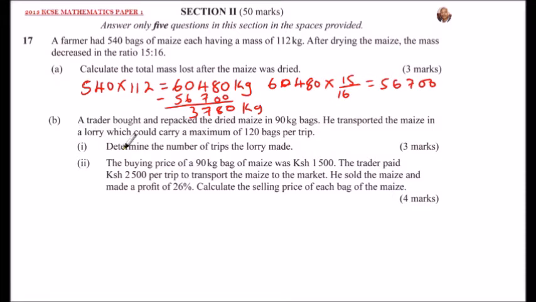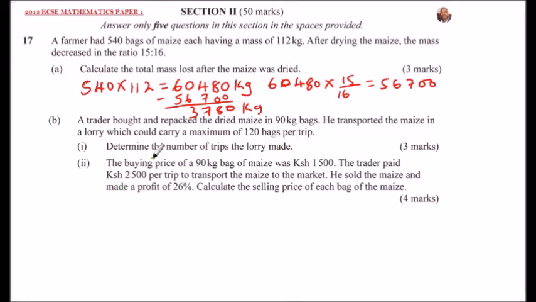But B, a trader bought and repacked the dried maize in 90 kg bags. He transported the maize in a lorry which could carry a maximum of 120 bags.